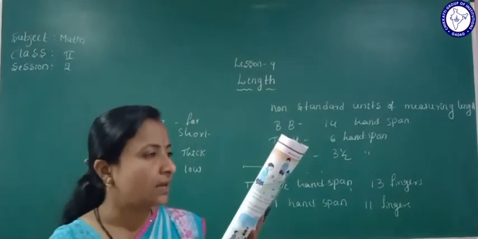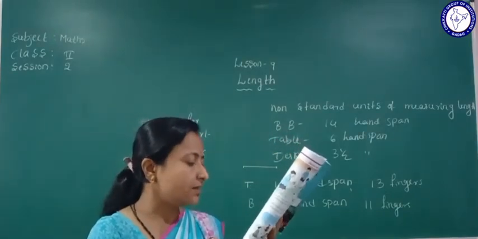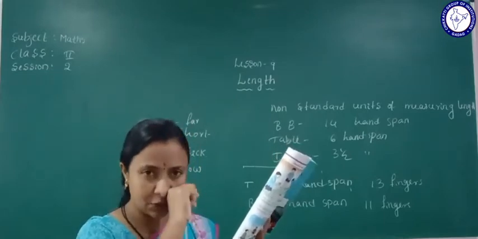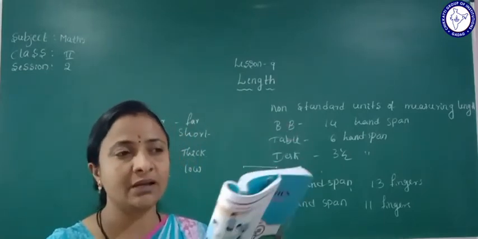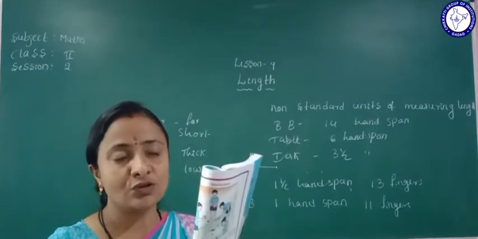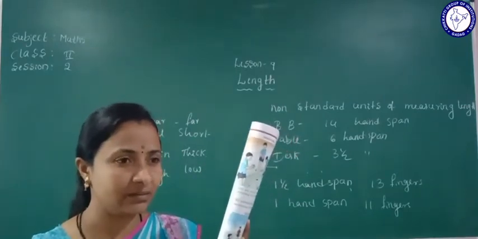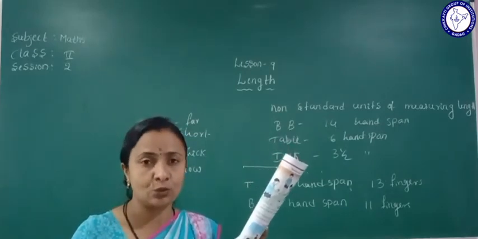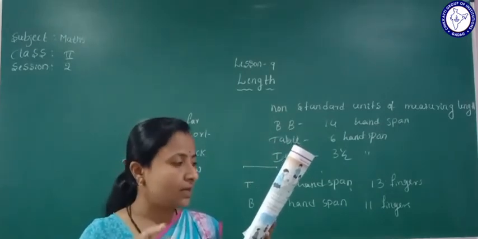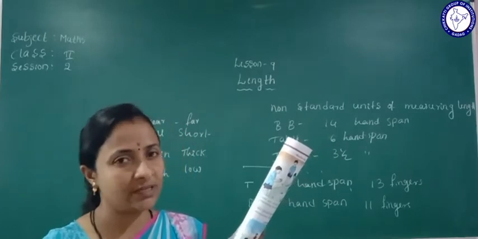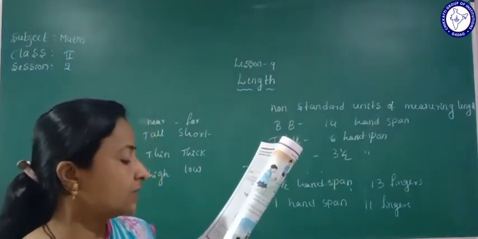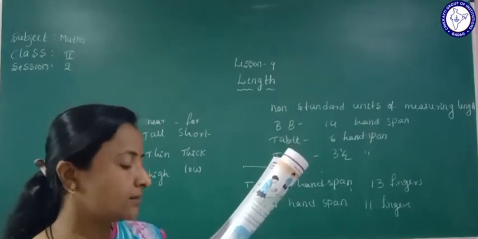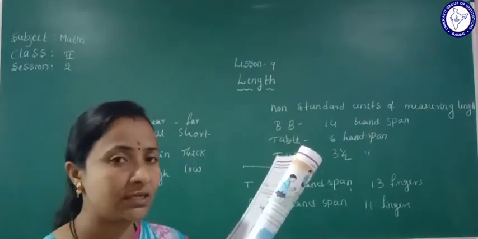Next, two fill-in-the-blanks are given here. The length of your classroom is dash fathom and dash cubit. When you come to school, you will measure and display it. You will measure the length of the classroom in fathoms and also in cubits, and tell me. Next, the length of your classroom bench is dash fathom and dash cubit. The bench you are sitting on, which bench?